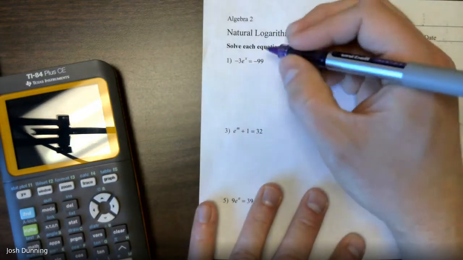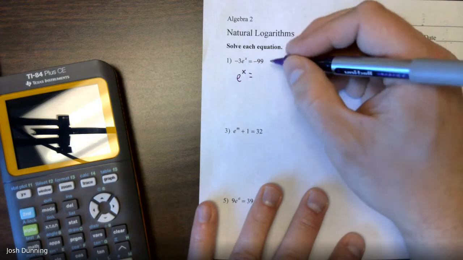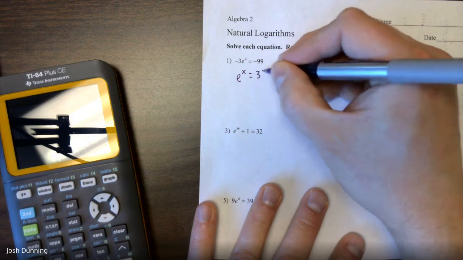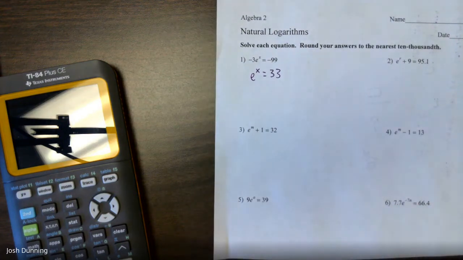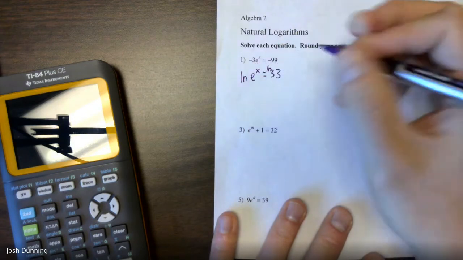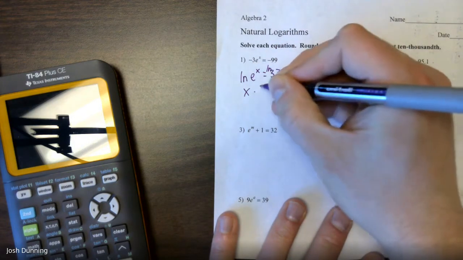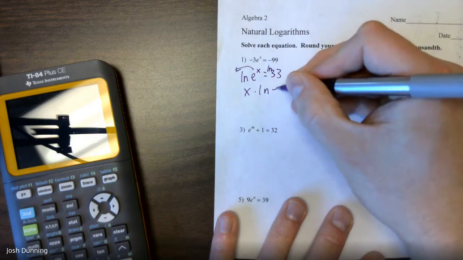We got to divide by -3. Negative 99 divided by -3 is 33. This will work the same. We take the log of both sides to pop the x out, but instead of log, it's the ln. That pops that x out to the front with the times.